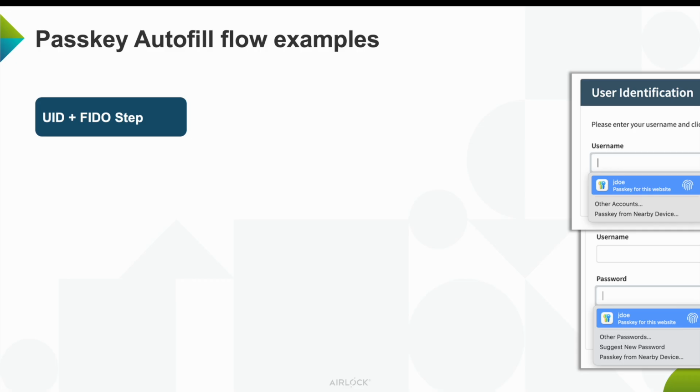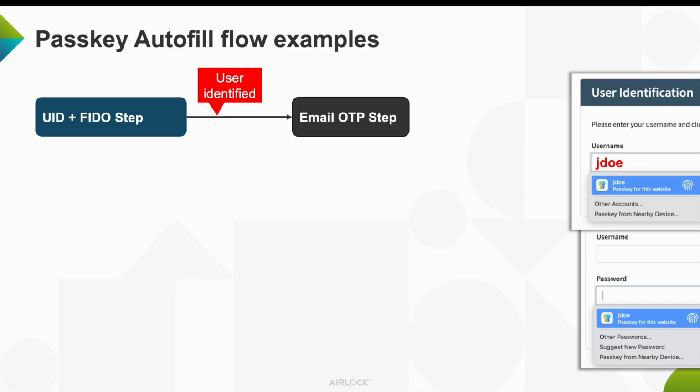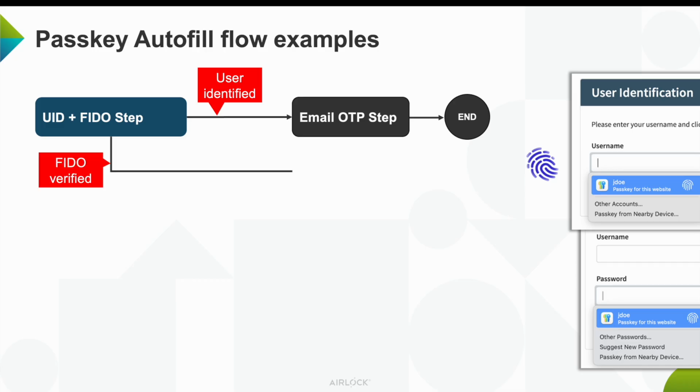Here are two examples of how to use this in a flow. In the first example, we use this UID and FIDO step, the autofill step, as a first step. So the user could type in the username if the user doesn't want to use a passkey. This then leads to a user identified tag, and we could, for example, add an email OTP step to authenticate the user. Alternatively, the user may choose to use the passkey, and we get a FIDO verified tag, which could be enough to authenticate the user, so the user doesn't have to interact with anything else.